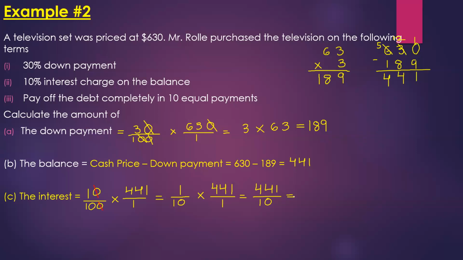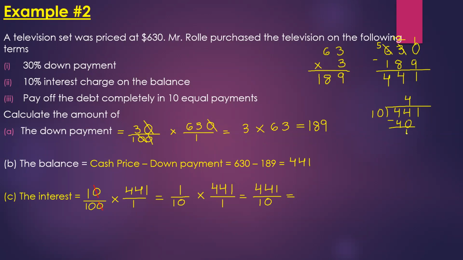It's going to be 441 divided by 10. Very good. So 10 into 441. Let's divide that. How many times does 10 go into 44? 4. 4 times 10 is what? 40. 44 minus 40 is going to be what?